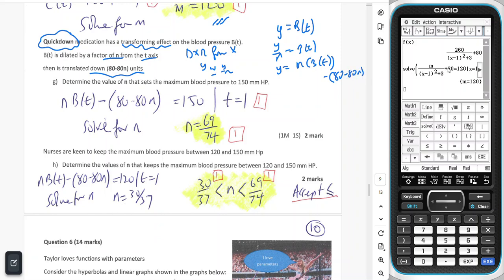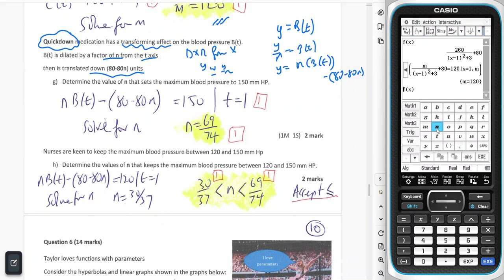Okay, so if I take my B of T, so my f of x, I take f of x, copy that, paste, multiply it by N, and from that I'm going to subtract. I'll open up some brackets, and inside the brackets 80 minus 80N. So that's my new rule. Dilated by a factor of N from the x-axis, then move down 80 minus 80N.